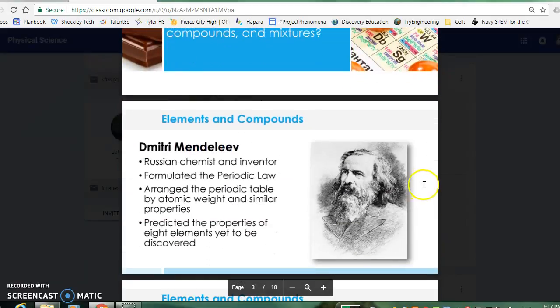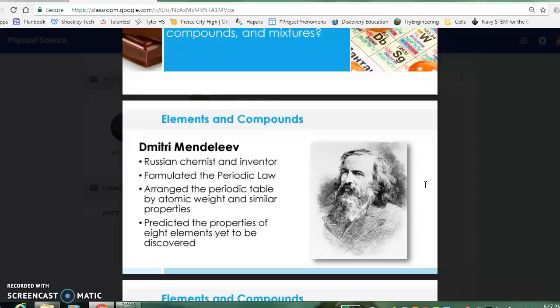So let's start with Dmitri Mendeleev. He was from a country called Russia in northern Asia, and he was a chemist and an inventor. The reason why we're learning about Dmitri Mendeleev for this unit is because he was the first person to look at elements and realize that they had similar properties that could be arranged based on their shared characteristics. So he's kind of known as the father of the periodic table. The first thing he looked at was their atomic weight, and then he looked at some of the properties they shared and began to arrange them.